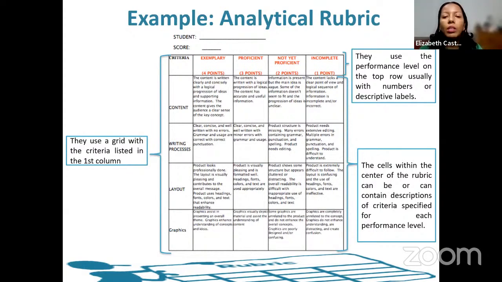Then we continue on the other, not yet proficient. Information is presented, but the main idea is vague. Some of the information doesn't seem to fit and the progression of ideas is unclear. So when the student has these specific characteristics, then gets 2 points. And finally, it says the content lacks a clear point of view and logical sequence and information. Then the information is incomplete and incorrect. So there, 1 point.